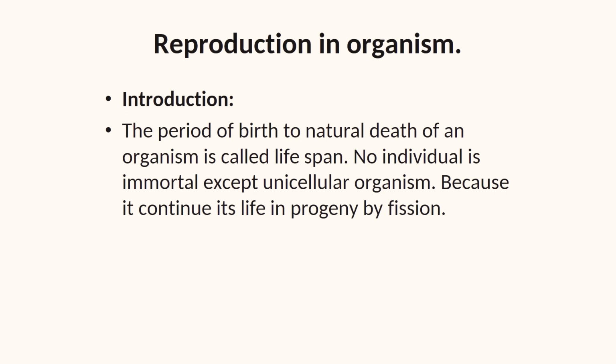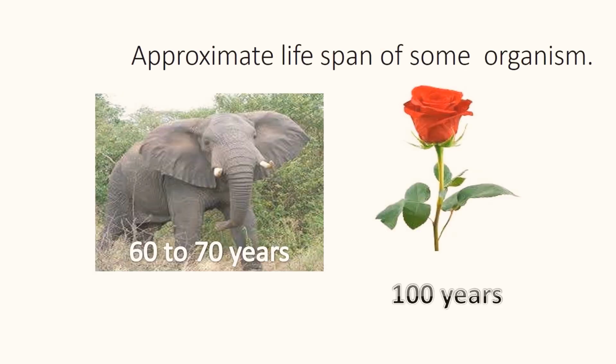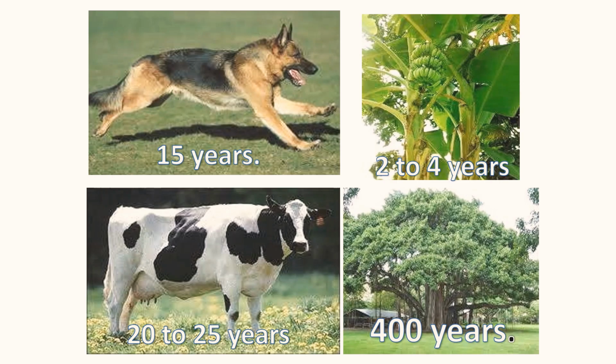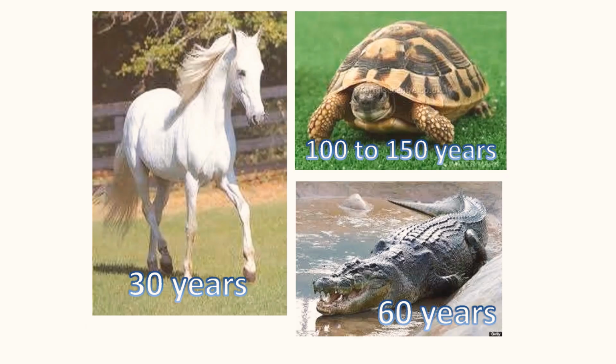For example, lifespan of elephant is 60 to 70 years. In rose plants, that is 100 years. In dogs, it is 15 years. Cows, 20 to 25 years. Banana, 2 to 4 years. Banyan tree has a greater lifespan, that is 400 years. In horse, the lifespan is 30 years approximately.